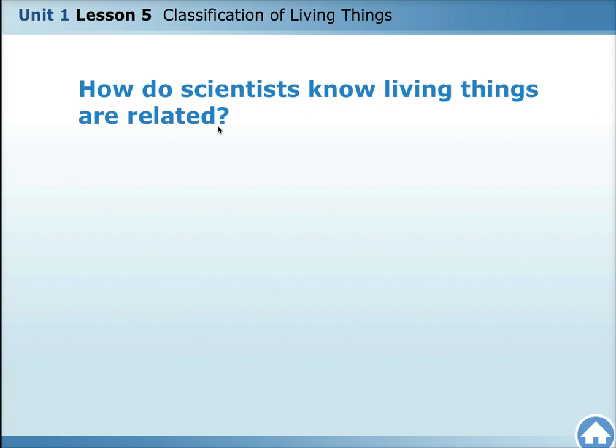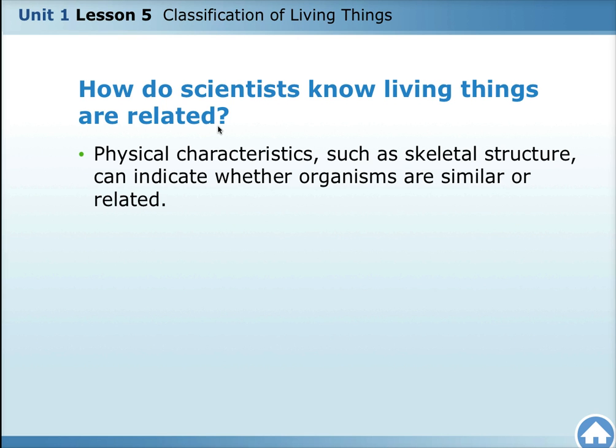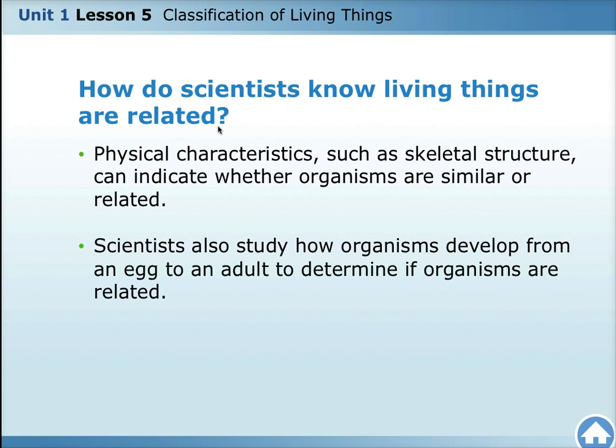So how do scientists know that living things are related? On page 55 in your text. Physical characteristics such as skeletal structure can indicate whether organisms are similar or related. Scientists also study how organisms develop from an egg to an adult to determine if organisms are related.